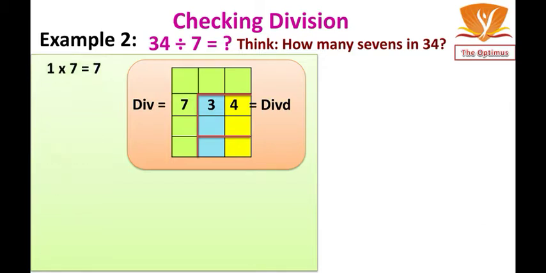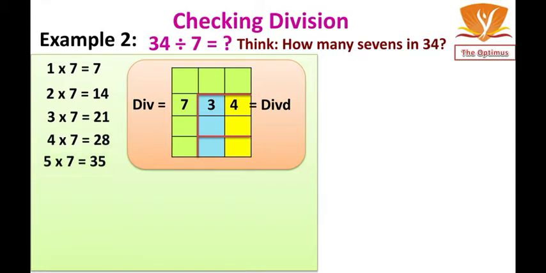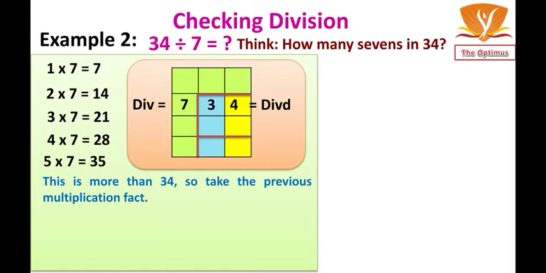Immediately I am going to start multiplication facts. 1 7s are 7, 2 7s are 14, 3 7s are 21, 4 7s are 28, 5 7s are 35. So 5 7s are 35. This is more than 34. So take the previous multiplication fact. That means 4 into 7 equal to 28.